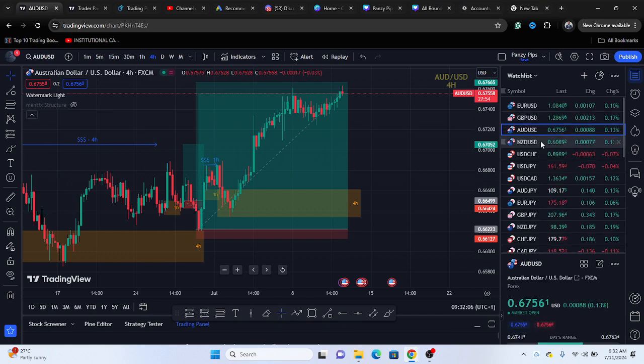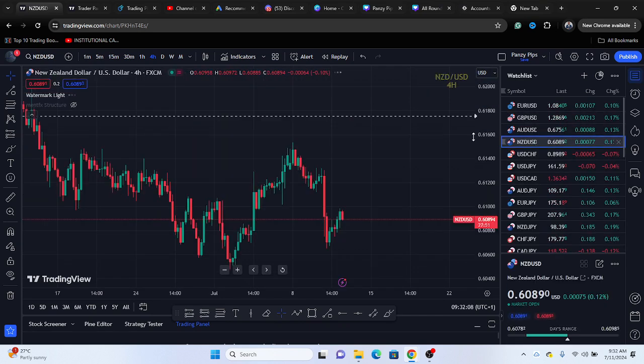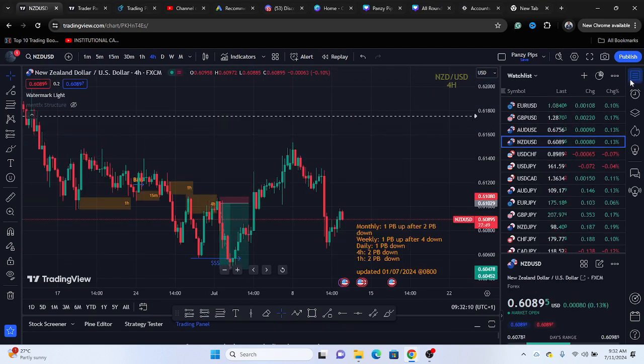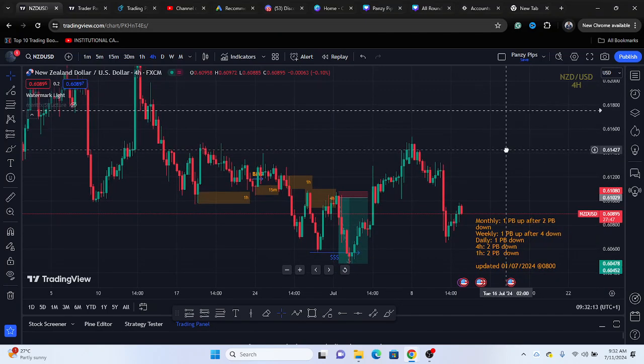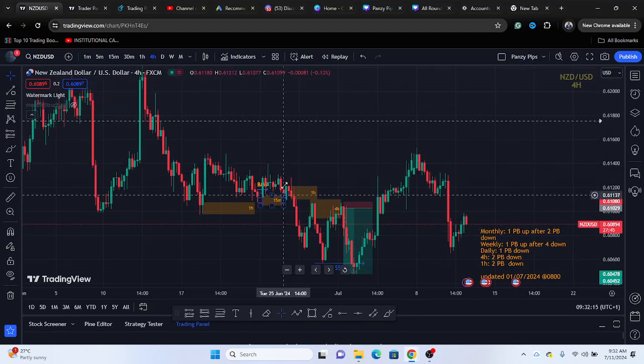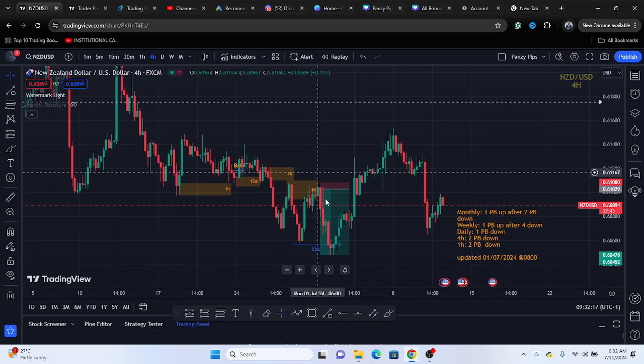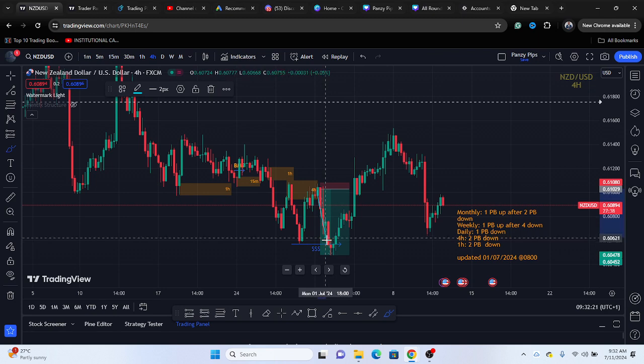All right. Next is the NZD USD. All right, what are we doing here? Here, what do we have? We've seen a down move, pullback, and the last down move was here. Last down move was here.